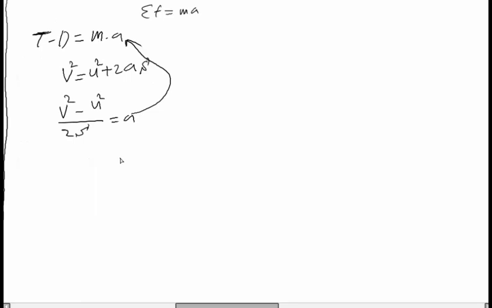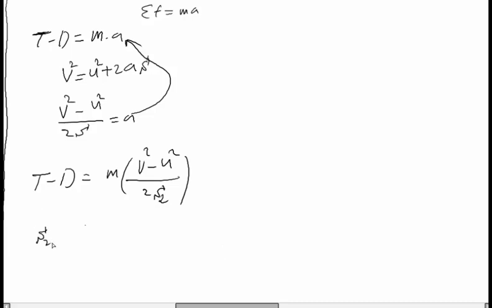Now we substitute this acceleration into this equation. We have thrust minus drag equal to m, the mass, times v square minus u square over 2 times s. Okay, now we have here s2 equal to m over 2 times v square minus u square over thrust minus drag.